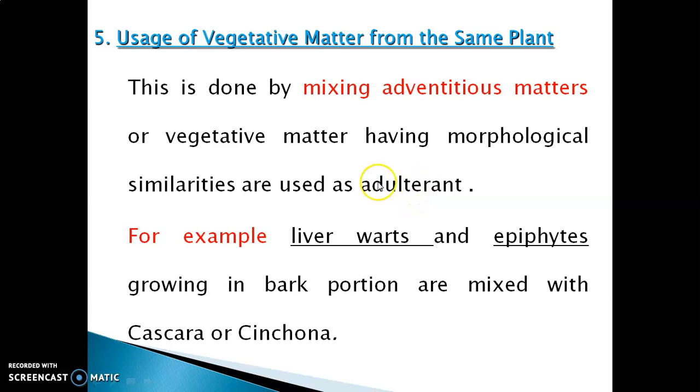These are used as an adulterant. For example, liverworts and the epiphytes. These are nothing but the moss which are just having the similar morphological characteristic. These are used as an adulterant. For example, cascara and cinchona.